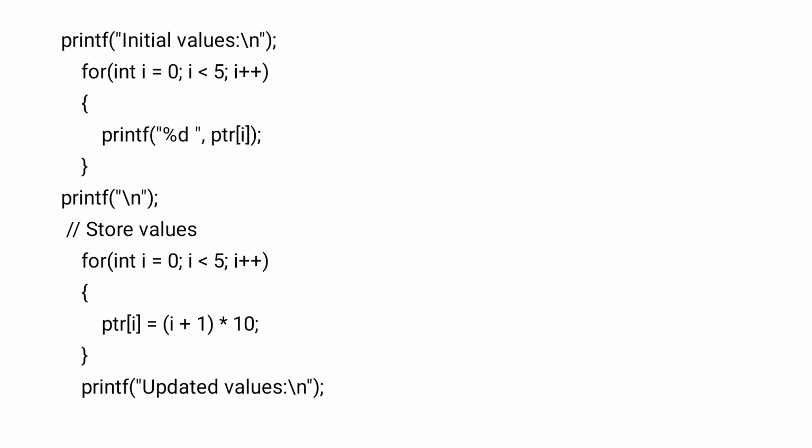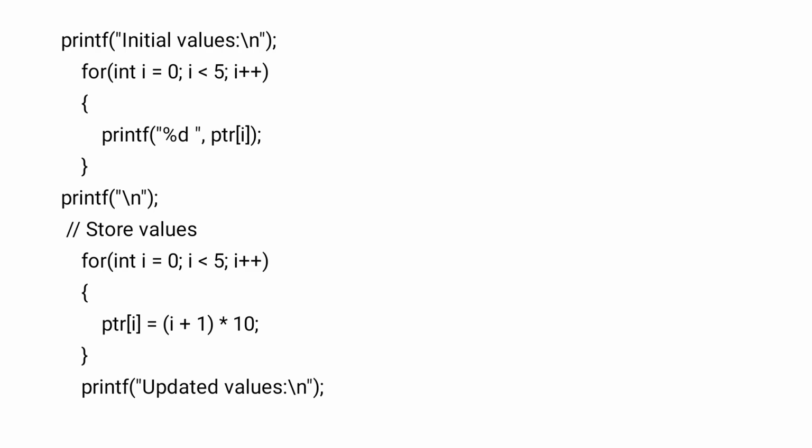We are printing that in the next line, and i = 2 means ptr[2]. So what is the value stored? 0. Likewise we are printing all 5 memory location values, so all are 0 for now. After that we make a new line, and after that I am going to store new values in all those 5 locations.